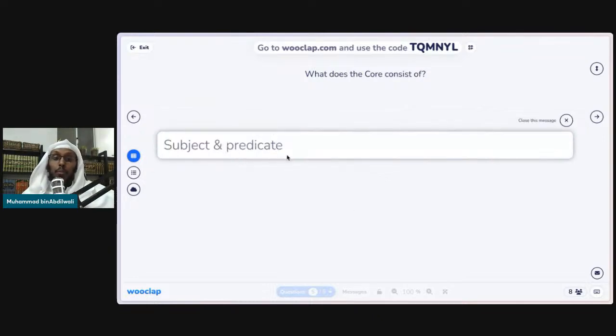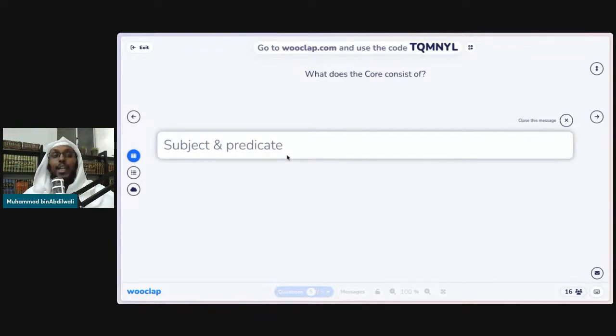Someone here said subject and predicate. Now, this is the main component of a sentence. As a matter of fact, that's what a sentence is all about. Subject and predicate. In other words, what are you talking about? What about that thing? Okay. And when we say subject and predicate, it includes mubtada and khabar or fi'l and fa'il. Either way. In Arabic, this is called musnad ilayhi and musnad. Musnad ilayhi is the subject, musnad is the predicate. That's in Arabic terms.